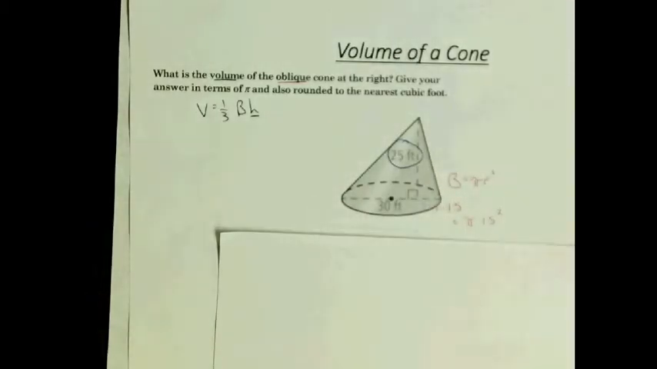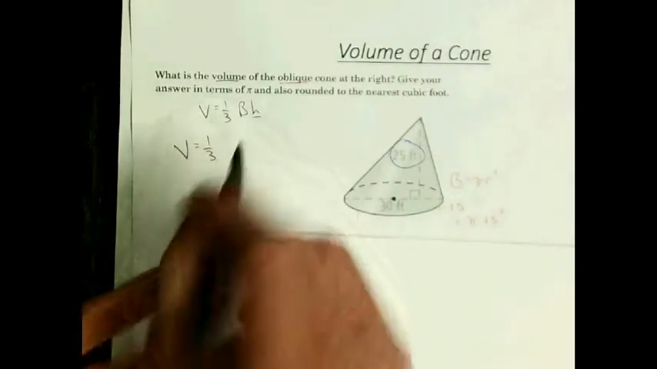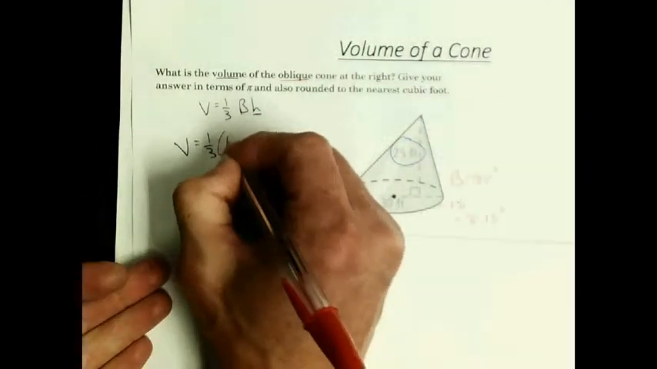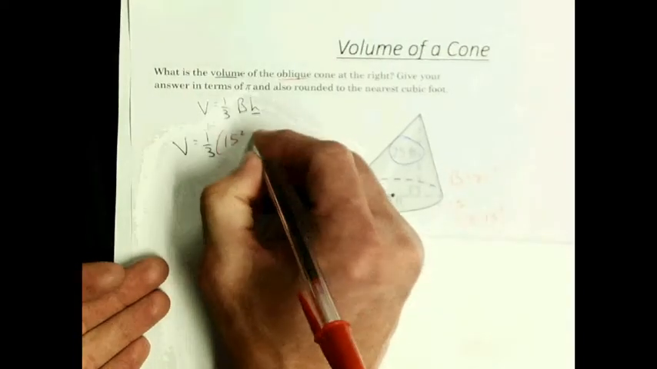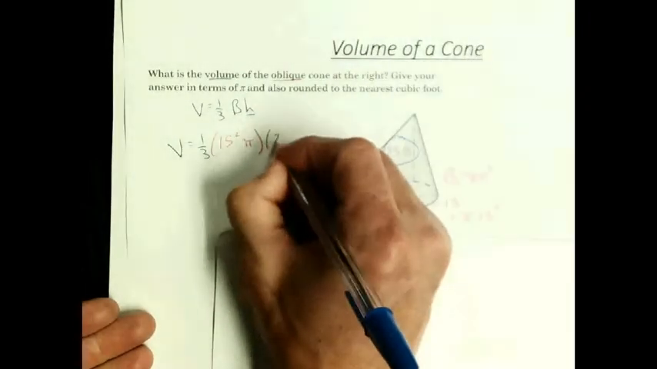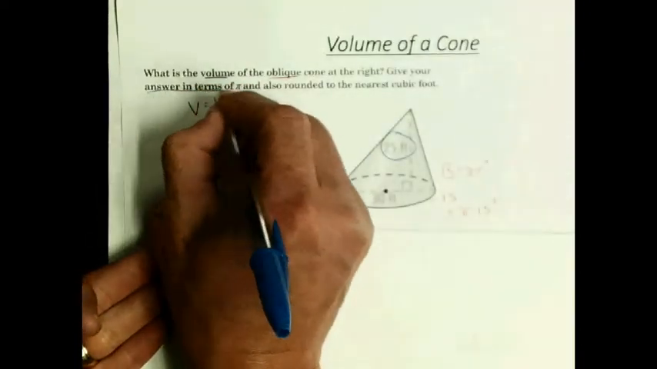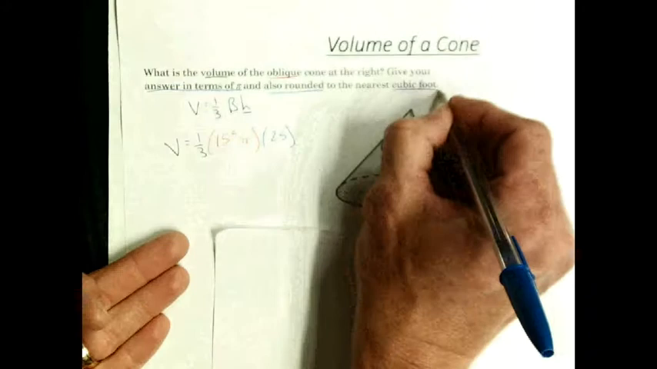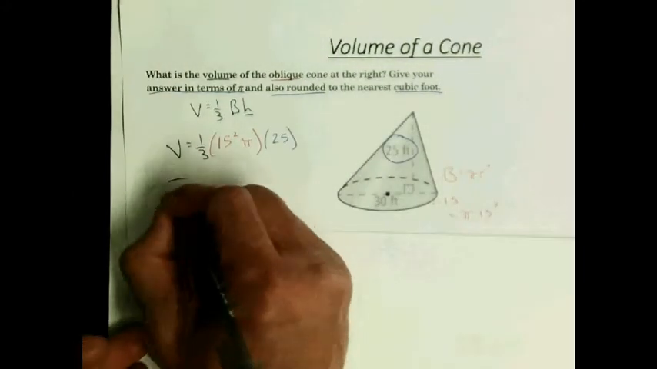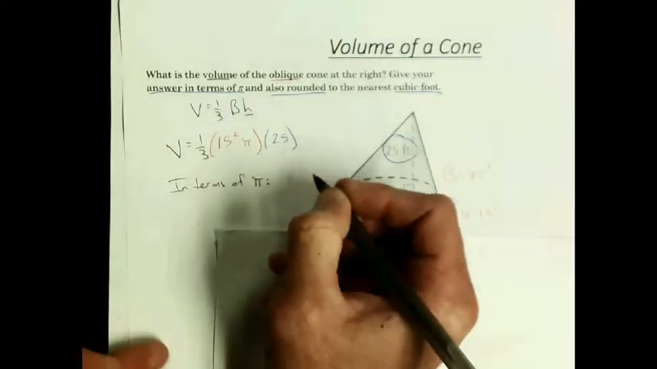So this is not the most challenging thing we've ever experienced. Volume takes care of itself. It's 1/3 the area of the base, which we know is 15 times 15 times pi, times the height, 25. So we're all set to go. All we have to do now is divide by 3, depending on the answer. This question gives two things. We want the answer in terms of pi and also rounded to the nearest foot. So we want our exact value in terms of pi, which means we just ignore pi.